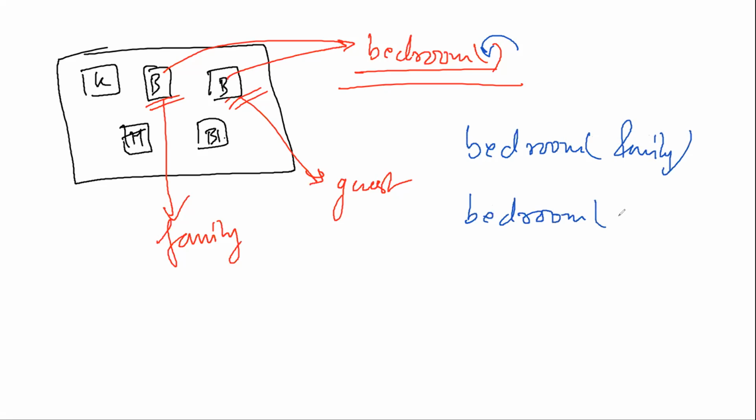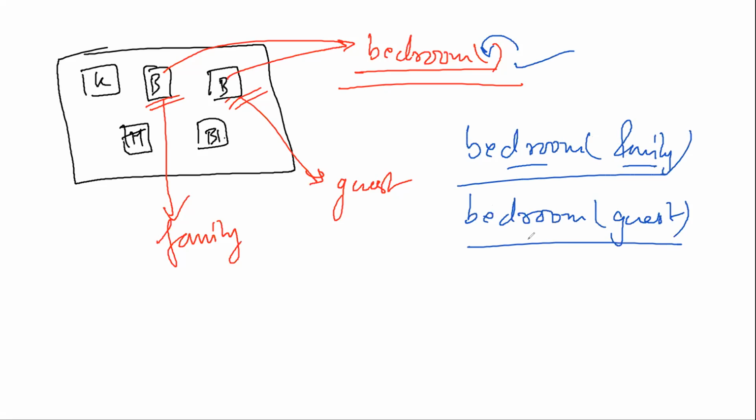And then the bedroom is used for guest. In both these cases, it has different functionality. The function remains the same. Even the function name is changing now. Bedroom family, bedroom guest. The name of the function also is changed, right? In such cases, this is defined as overloading.